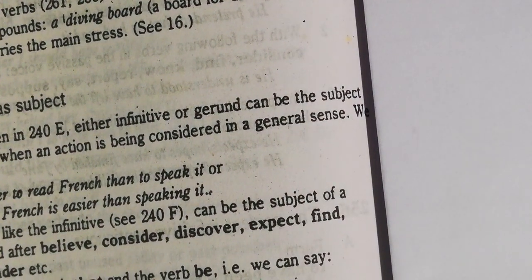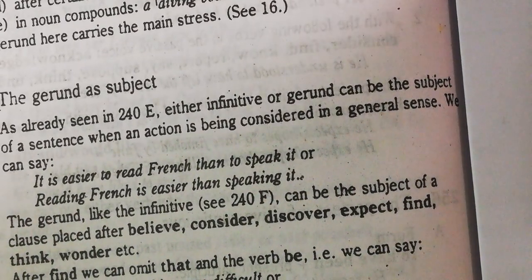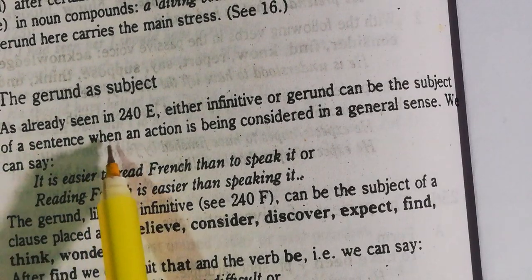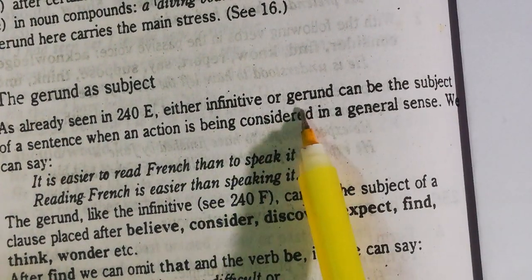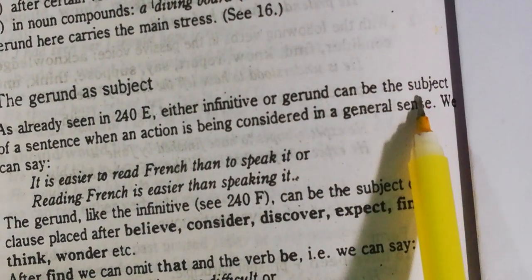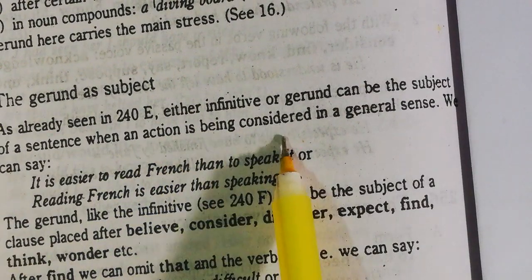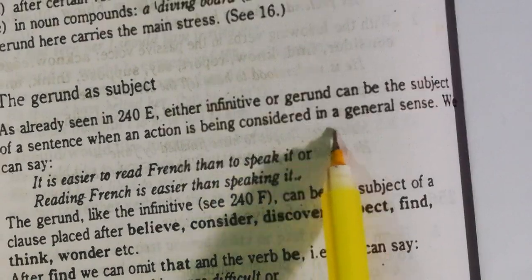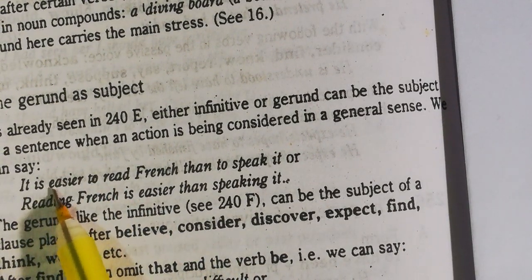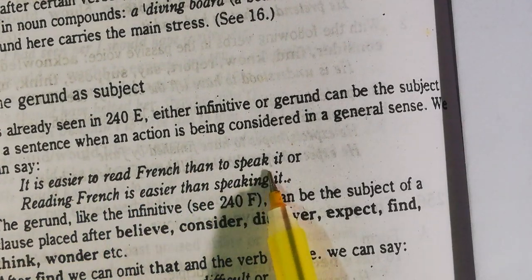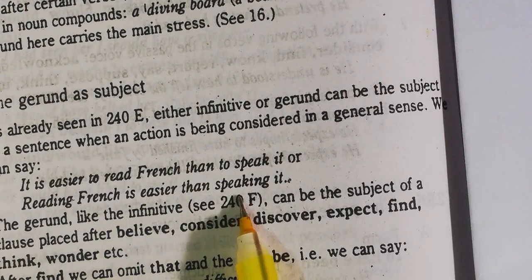Gerund as subject. As already seen, we have noticed either infinitive or gerund can be the subject of a sentence when an action is being considered in a general sense. We can say, for example, it is easier to read French than to speak it, or reading French is easier than speaking it.